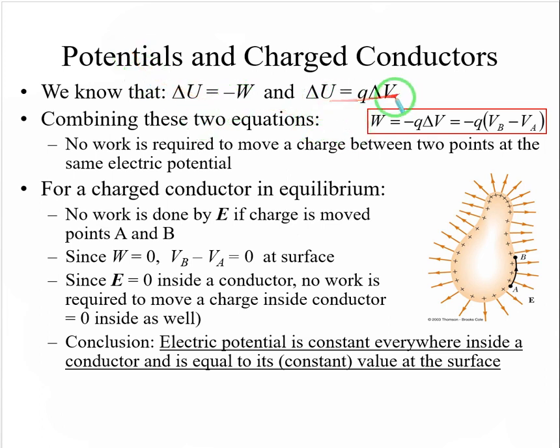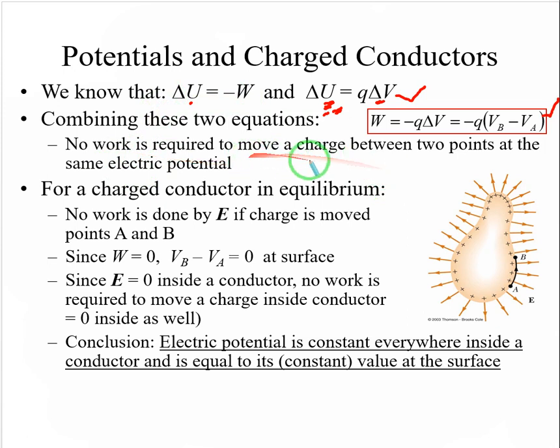This formula can also be used when there is a potential difference, which means energy is going to change. This formula comes from the potential difference. Combining these two equations, we can say that the work done is equal to minus q del V, where del V is the potential difference. We can also write it as minus q times VB minus VA. Just put the value of del U here and move the minus from this side to that side.